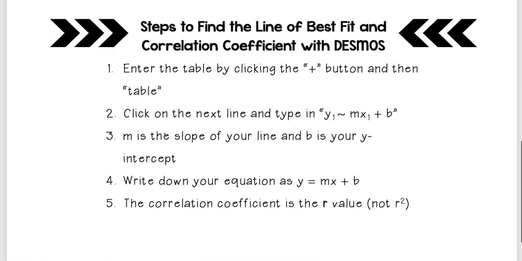And so now we're actually going to, in the next video, use Desmos to find our correlation coefficient and line of best fit. And so to do that, we're going to enter the table in, and then we're going to add the next step of clicking on the next line and typing this in. Once we do that, it's going to tell us our M and it's going to tell us our B. And so if you remember, M is the slope and B is our y-intercept. And so we can use those to write down our equation as y equals mx plus b.